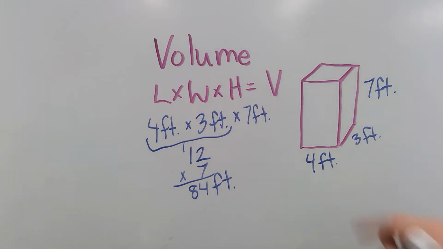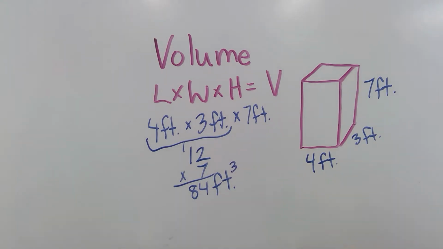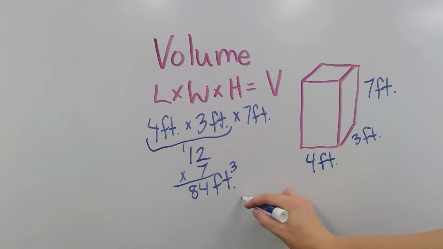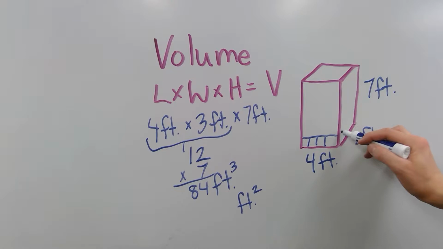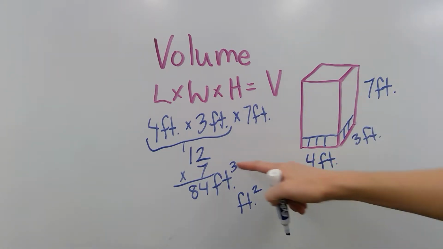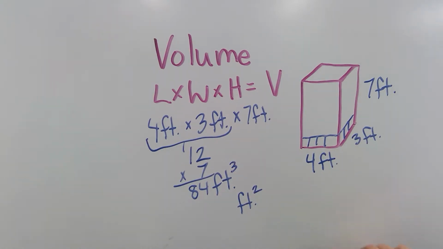So the volume of this rectangular prism would be 84 feet, and it's actually 84 feet cubed or cubic feet, because it's asking how many teeny tiny little cubes can fit on the inside. You remember when you find the area, it's feet squared, because it's how many little squares fit in it. But in this, little tiny cubes fit in it, and they're 3D cubes. So we have to write it to the third power, which means cubed.